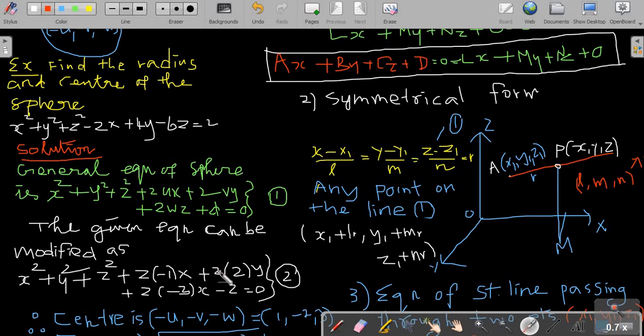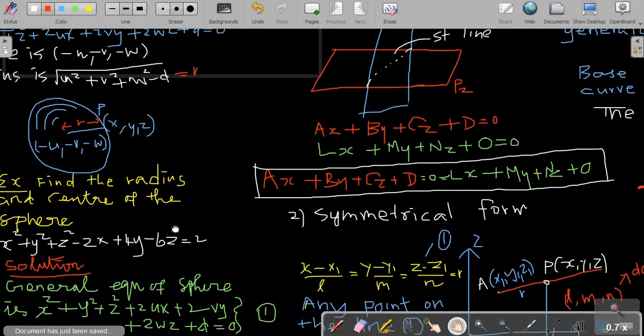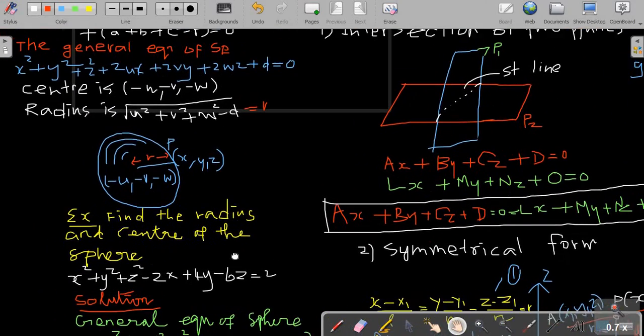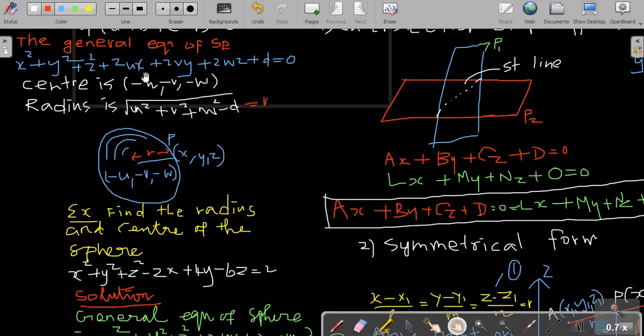Why am I writing this? In order to bring it into the general form. Am I correct? Now we already know that if this is the general equation, x square plus y square plus z square plus 2ux plus 2vy plus 2wz plus d equal to 0, then the center is minus u, minus v, minus w, and the radius is the square root of u square plus v square plus w square minus d.